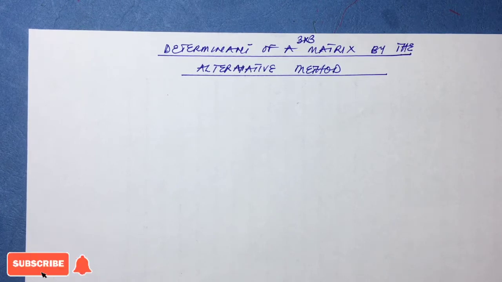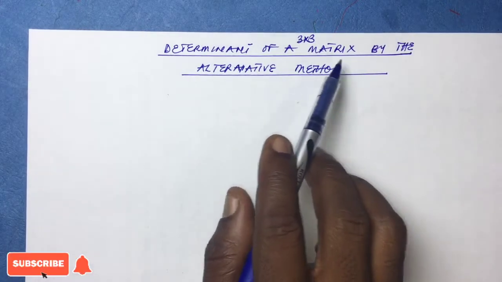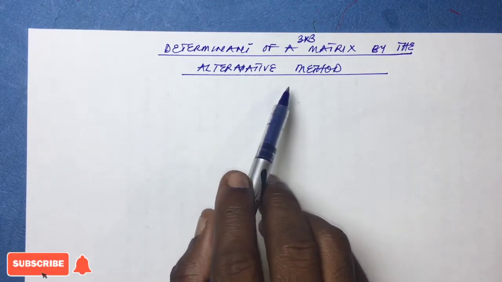In today's video, we shall be talking about the determinant of a 3 by 3 matrix by the method I'm calling the alternative method. So the determinant of a 3 by 3 matrix by the alternative method, okay?